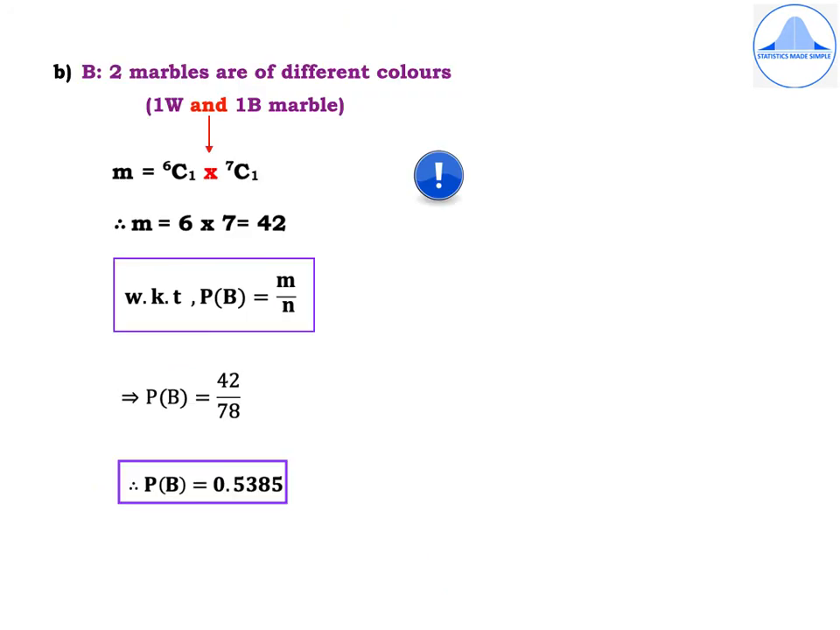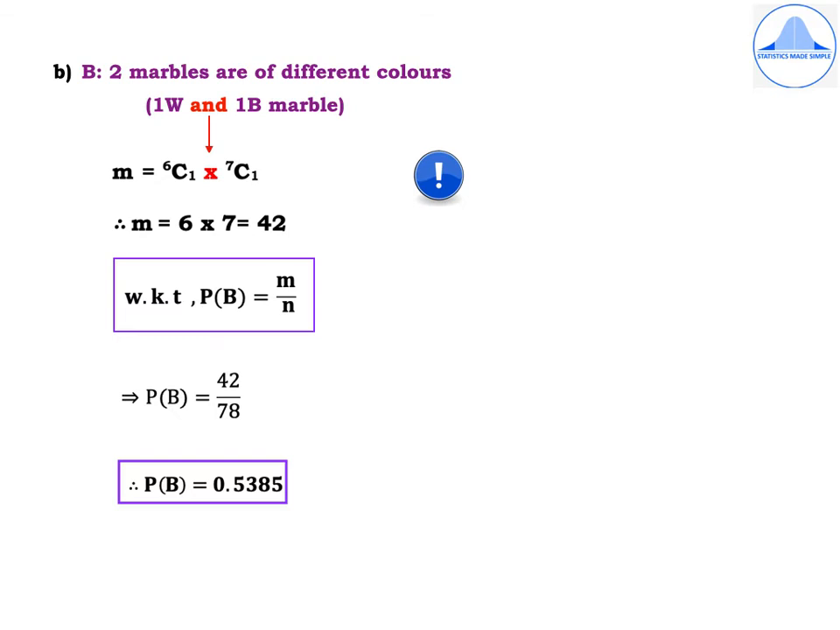Subdivision B. Define event B as 2 marbles are of different colors. Different colors means one of each color. So it is 1 white and 1 black marble. The word and, the arrow, are highlighted in red color, and means multiplication.